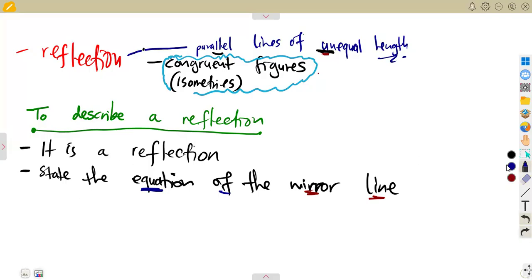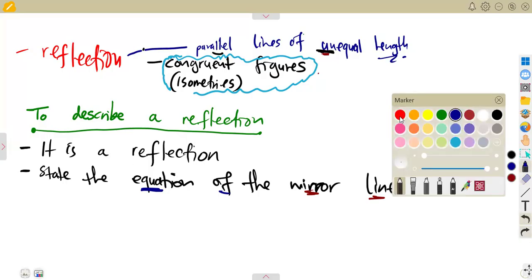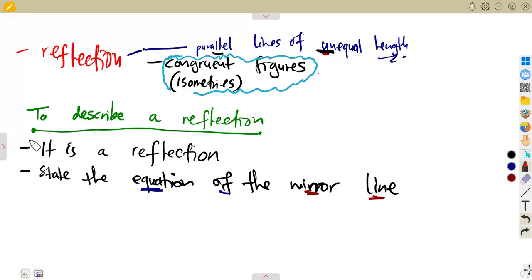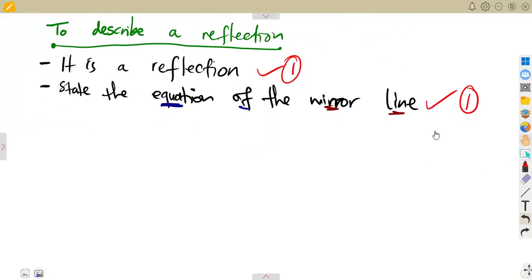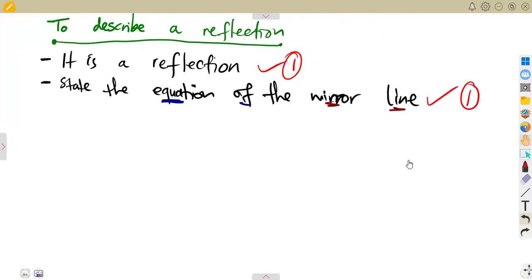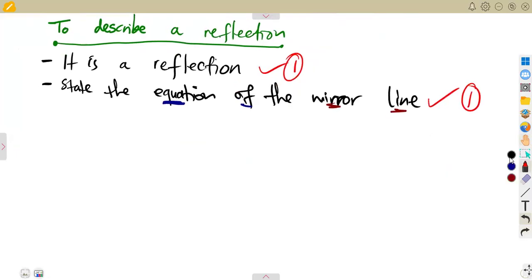All right, anyways, so this is it. In order for you to determine, so this is to describe. As you can see, to describe a reflection, we are just going to have 2 marks: a mark to write that it is a reflection and a mark for the equation of the mirror line. So the question now is how to find this equation.